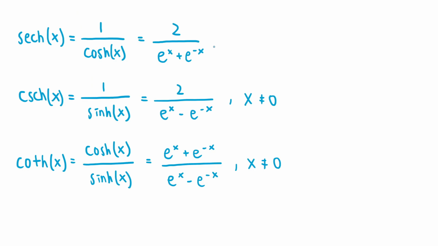So to recap, the reciprocal hyperbolic functions are defined as sech of x equals 1 over cosh of x, cosech of x equals 1 over sinh of x, and coth of x equals cosh of x over sinh of x. Cosech of x and coth of x are not defined for x equals 0, and that's because when x equals 0, the denominator of the expression which defines the functions would be 0, and division by 0 is undefined. We can also define these functions in terms of exponential functions using the definitions of sinh of x and cosh of x.